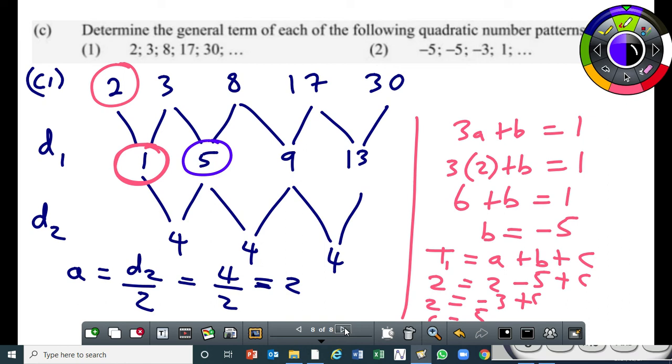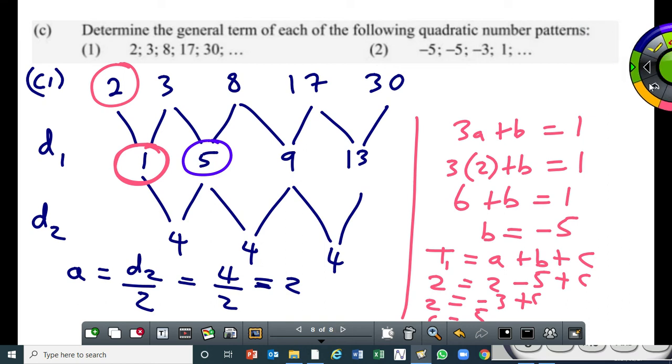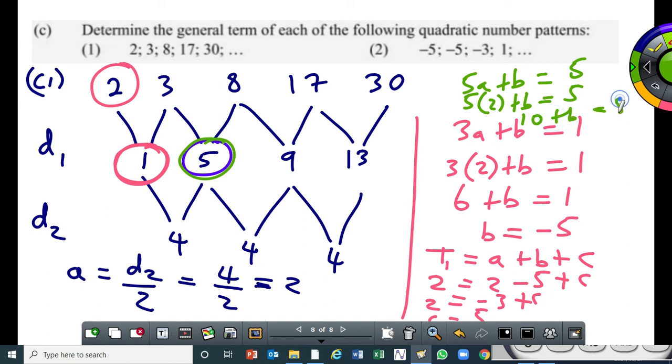So let's test using the second, to see if we get b equal to minus 5. Remember? So allow me to answer the question first. So 5a plus b, for our question, is going to be equal to 5. So let's put 5 here. Then what is a equal to? 2. Right? So you get 10 plus b equal to 5, which means b is going to be negative 5, which is what I got here.